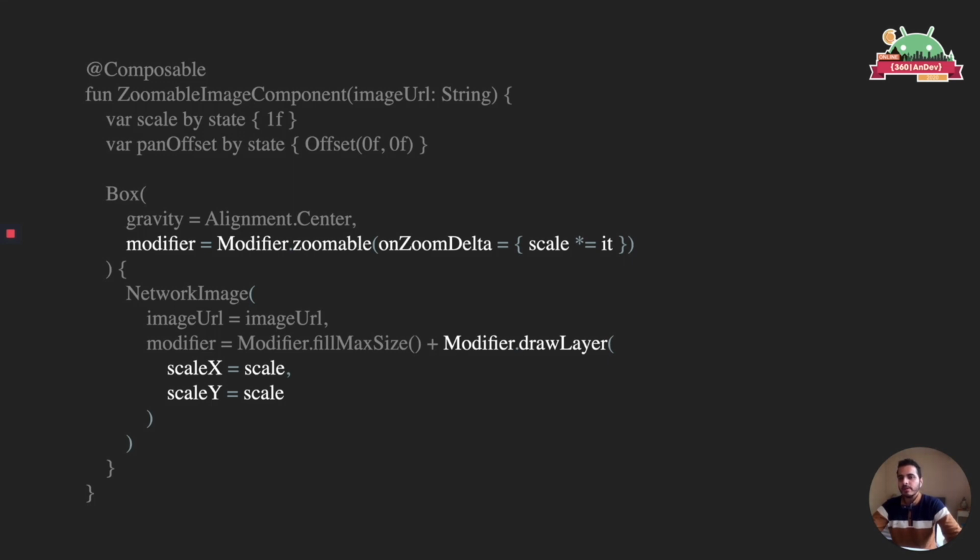Draw layer allows you to specify the scale in the X and the Y axis. And because we want the scale to be consistent, we pass the same scale value. This takes care of the pinch to zoom functionality that we were going after. This is all the code that it needs, by the way, which is mind boggling to me.